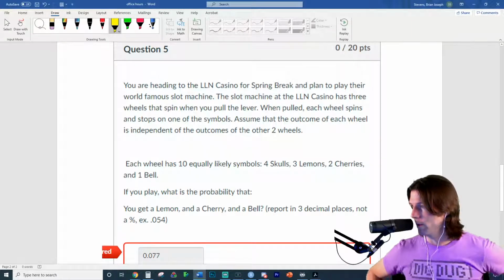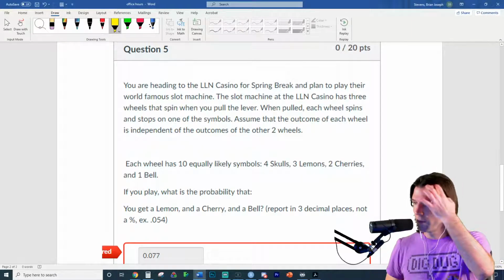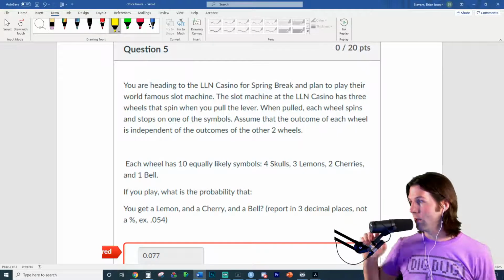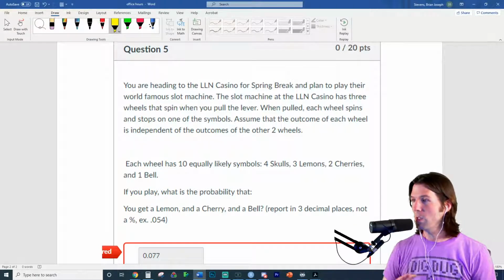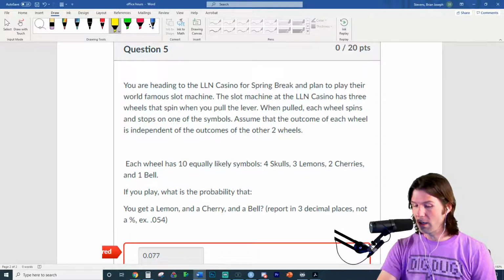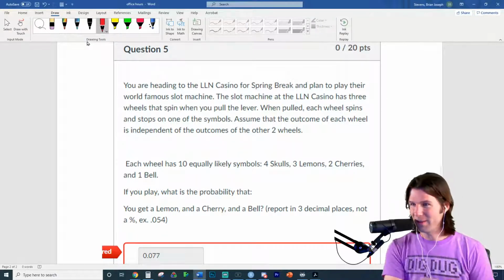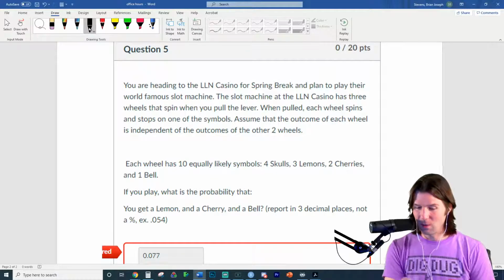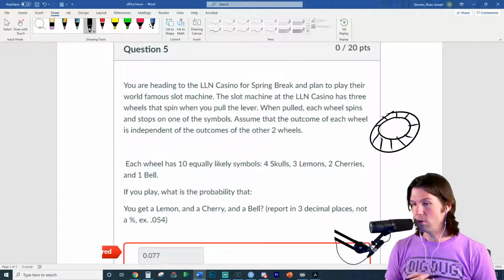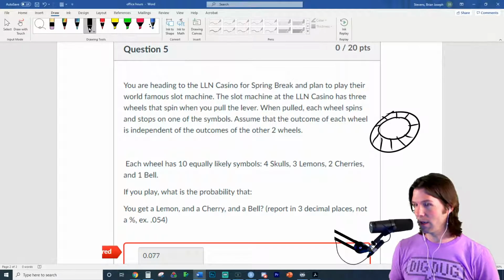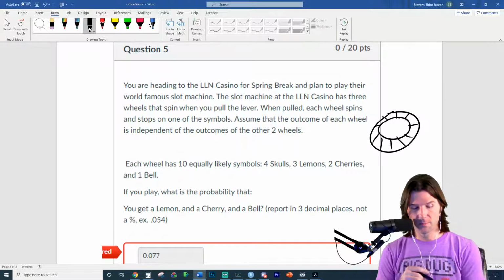What does it mean if they're independent? If they're independent, what does knowing one wheel mean? It means if you know one wheel, it gives you no information about the other wheels. That's what independent means. You've got these wheels spinning right here with the things on them, and if you know what one of the wheels comes up as, that gives you no information, does not affect any others, does not affect any outcomes.